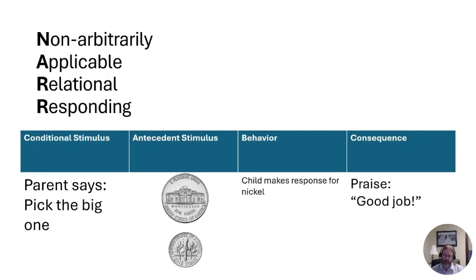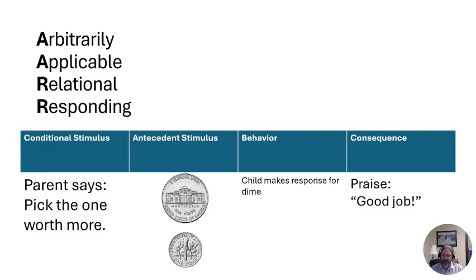So we have our two stimuli, and now the parent says, pick the big one. And in this case, the child has to make a response picking the nickel. That's the only one that's going to get the praise of good job, right? So we are going to reinforce the development of this NARR response, this non-arbitrarily applicable relational responding. Pretty straightforward. Pick the bigger one.